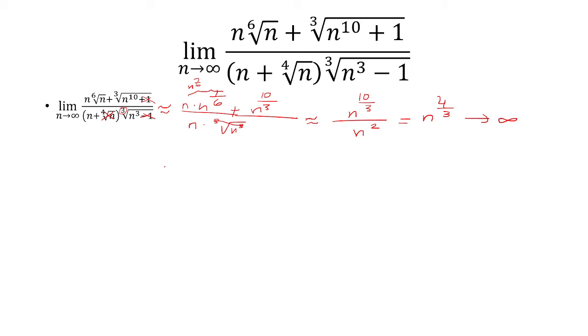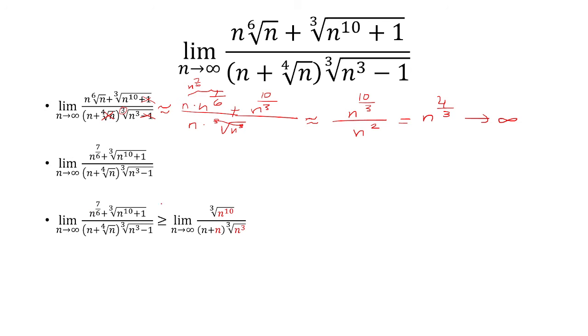So the idea is, if I find something smaller than this, if that goes to infinity, then this has to go to infinity because it's bigger. Okay. So what I did was I rewrote n times the sixth root of n as n to the 7 over 6 power. And now I wanted to find something that is smaller. Well, how do you find something that's smaller? You want to make the numerator smaller and the denominator bigger. That's how you make the fraction smaller.